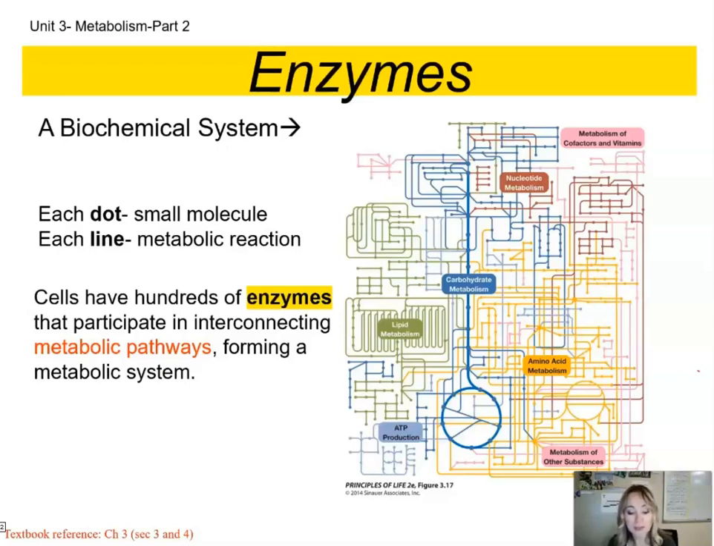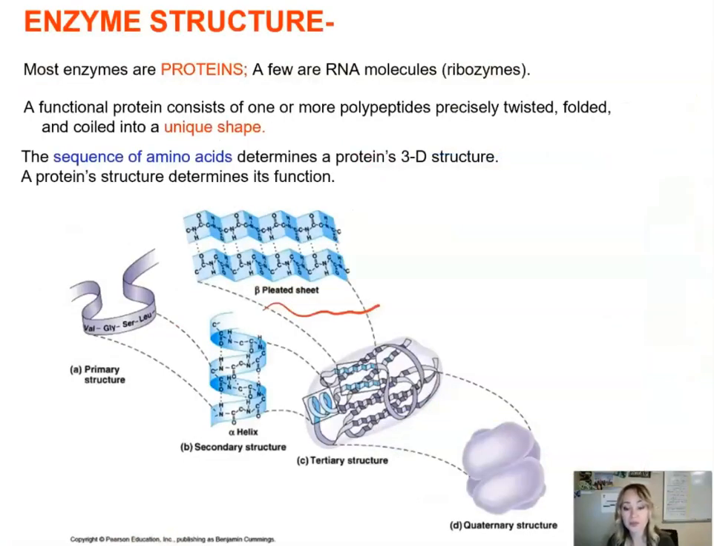So each dot here in the system represents a small molecule, and each line in the system represents a metabolic reaction. And each of these reactions is catalyzed by very specific enzymes. So can you imagine the complexity of what is happening here to carry out those metabolic processes within our cells? It's pretty amazing. As we learned in our biochemistry unit, most enzymes are proteins.